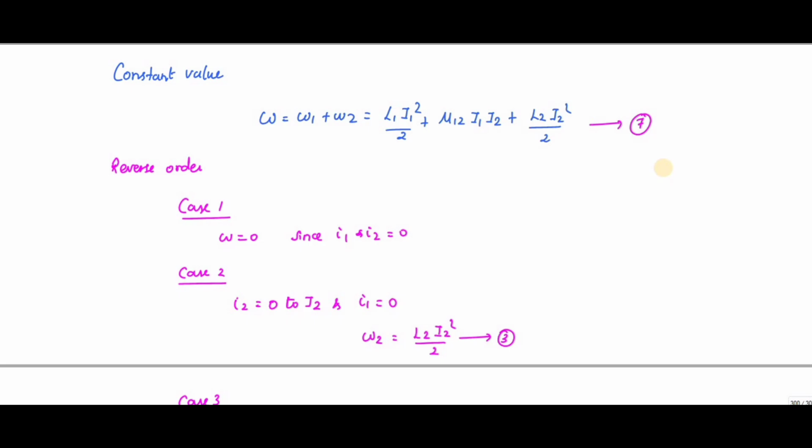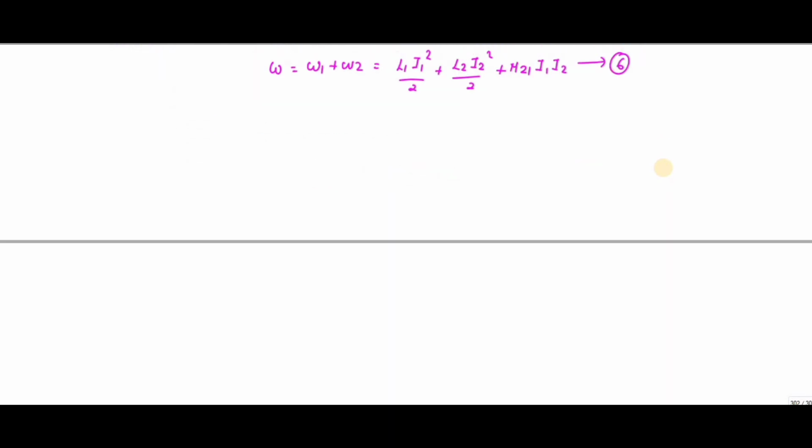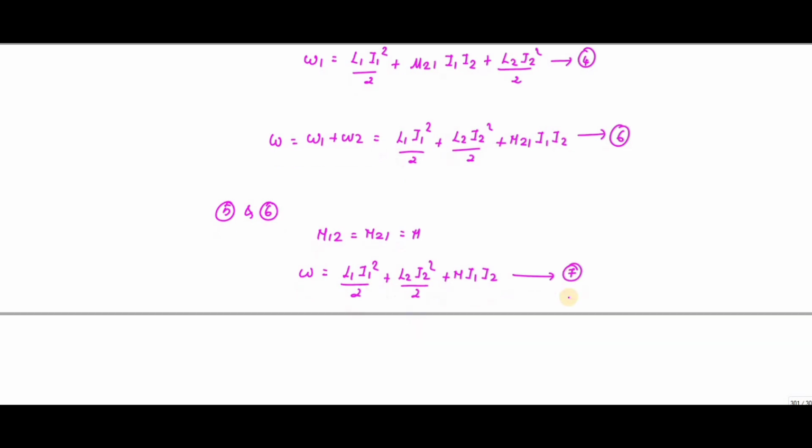If we compare the fifth and sixth equations, we will come to a conclusion that M12 and M21 can be written as M. So I can write omega is equal to L1 I1 square divided by 2 plus L2 I2 square divided by 2 plus M I1 I2. So this is your final equation.